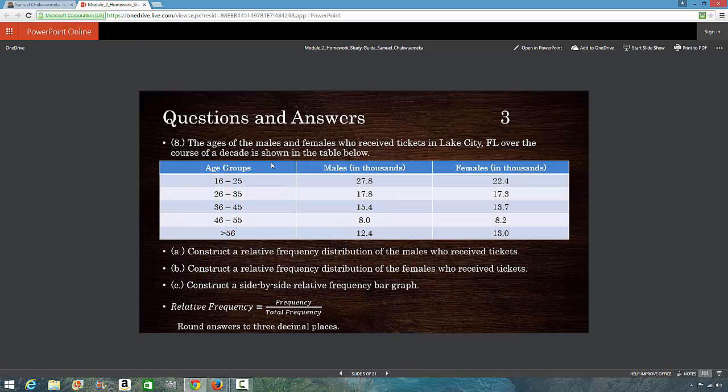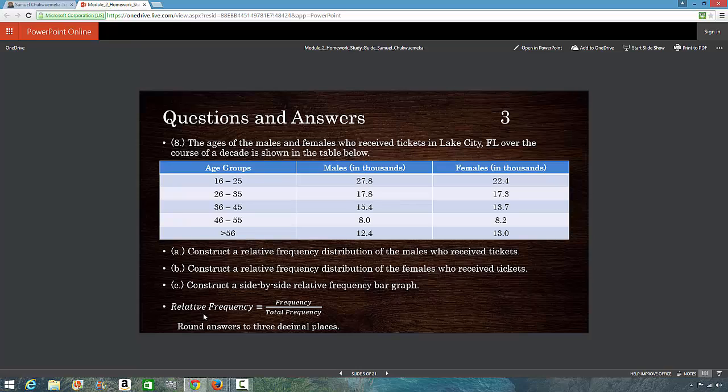All right. Question 8. The ages of the males and females who received tickets in Lake City, Florida. You have these age groups being given tickets. This is in thousands. This is 27.8 thousand. These are the males in thousands, and these are the females in thousands. Construct a relative frequency distribution of the males who receive tickets, then do that of the females, and then construct a side-by-side relative frequency bar graph.